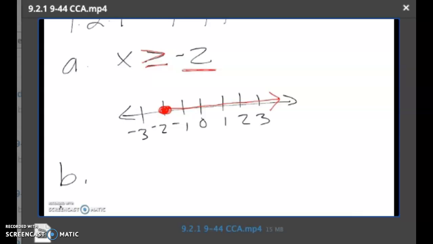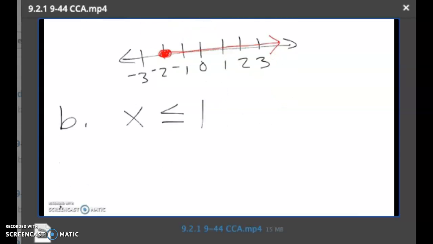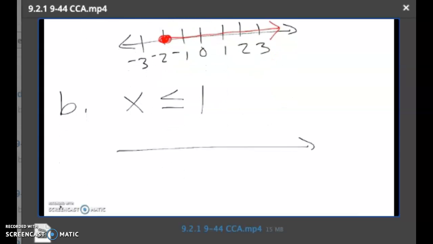Problem B says that x is less than or equal to 1. So I want to represent that on my number line. Okay, the boundary point is this number we're given here, so it's 1. And since this is x is less than or equal to, remember that line underneath the inequality means equal to. So I'm going to go to my boundary point, which is 1.